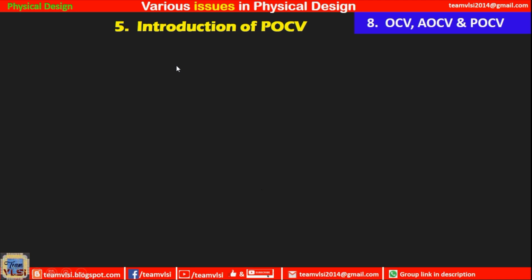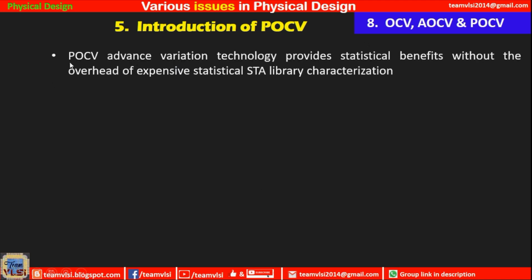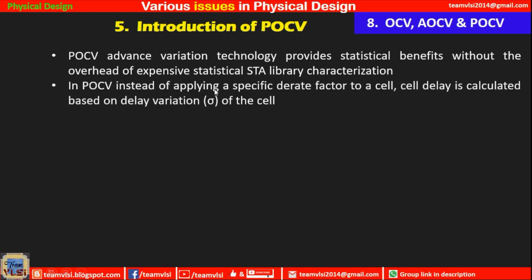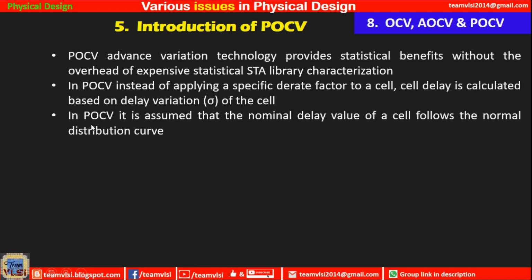Okay, so next is the introduction of POCV. POCV, as an advanced variation technology, provides statistical benefits without the overhead of expensive statistical STA library characterization. So in POCV, instead of applying a specific derate factor to all cells, cell delay is calculated based on the delay variation sigma of the cell.